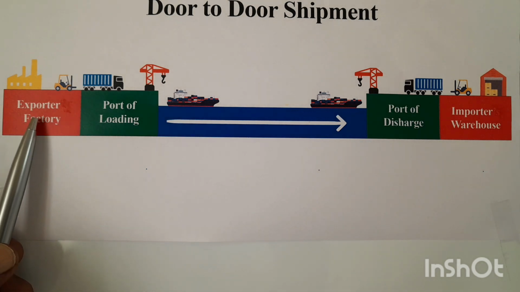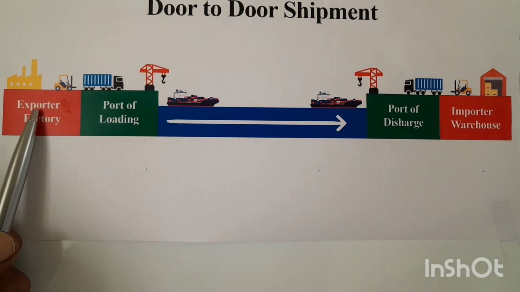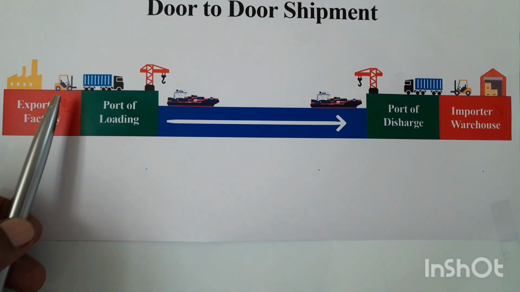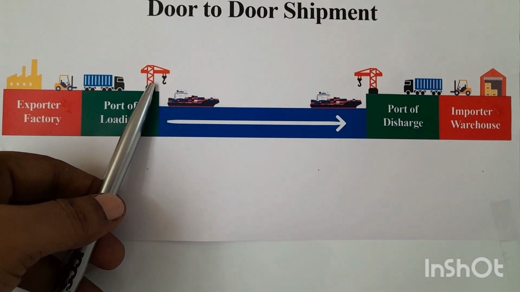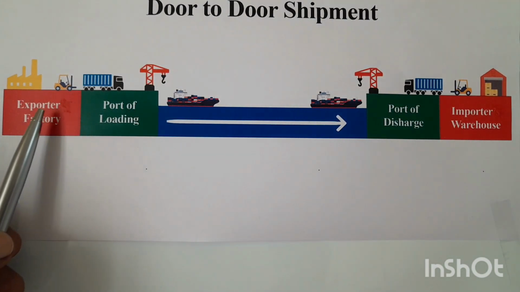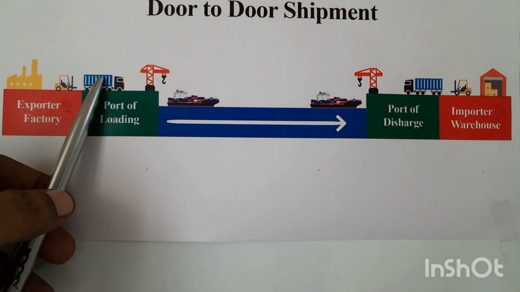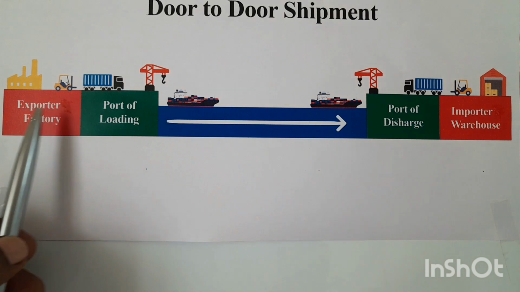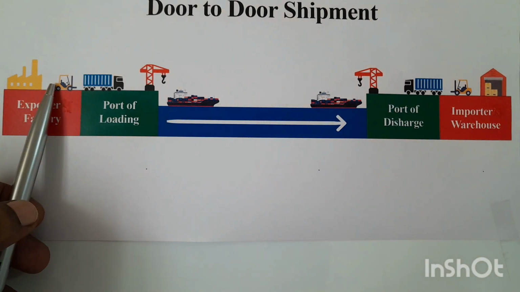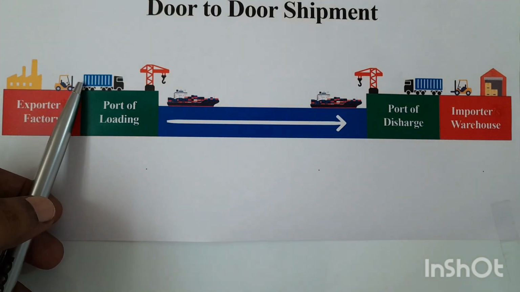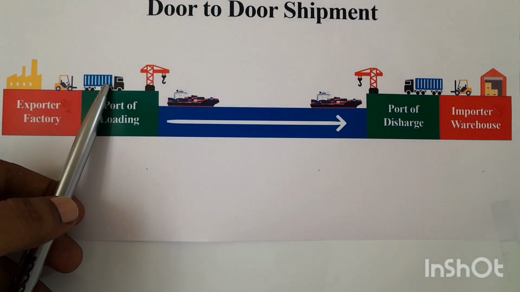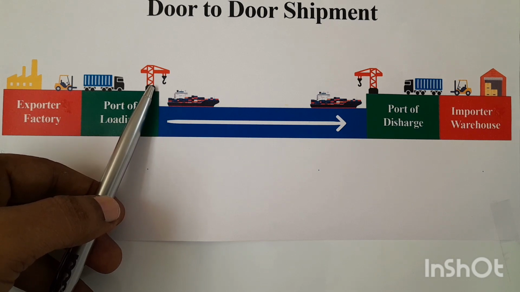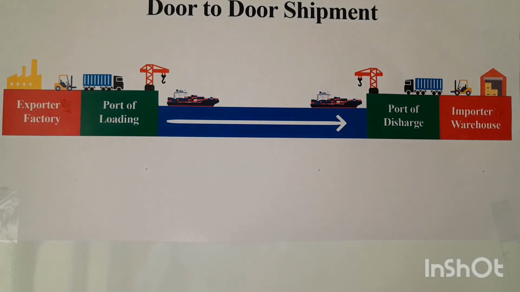Now the exporter can enter into a contract with the road transporter to pick up the cargo from the factory and carry it to the port. So here one contract between the exporter and the road transporter to carry the cargo from this place to that place. So goods are produced, it is stuffed by using forklift inside the container, and the container is carried on the tractor trailer by the transporter. He will deliver at port of loading, his job is over. So one contract has been completed.